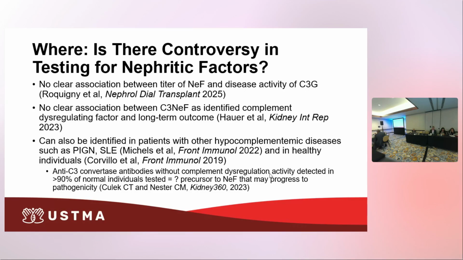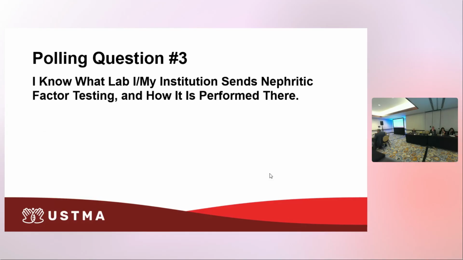There was a recent paper by one of my co-panelists and a graduate student working with her, I believe, that actually identified anti-C3 convertase antibodies in the vast majority of normal individuals. And these are not functionally active C3 convertase antibodies, so they bind to the convertase without stabilizing and causing dysregulation, so perhaps suggesting that this represents a precursor to nephritic factor in the dysregulated state.